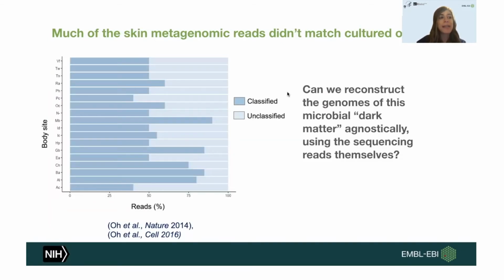The previous work at the Segre lab had answered this question using shotgun metagenomic sequencing. They took 12 healthy volunteers and sampled various body sites, then took the sequencing reads that were generated and compared each read to the genomes of already cultured organisms. These are things that you can find in RefSeq or GenBank, and these are read classification-based methods. What they found is that roughly half of the reads did not match the genomes of cultured organisms.